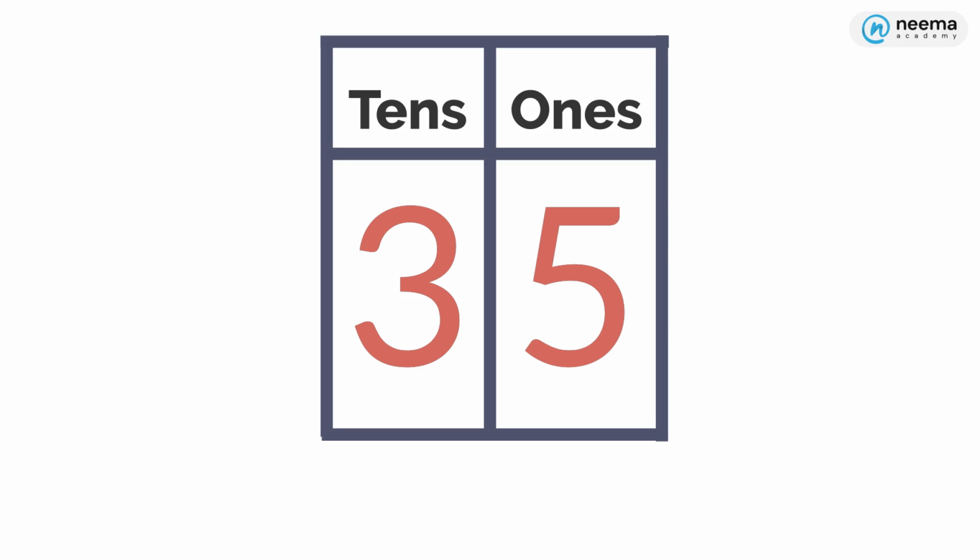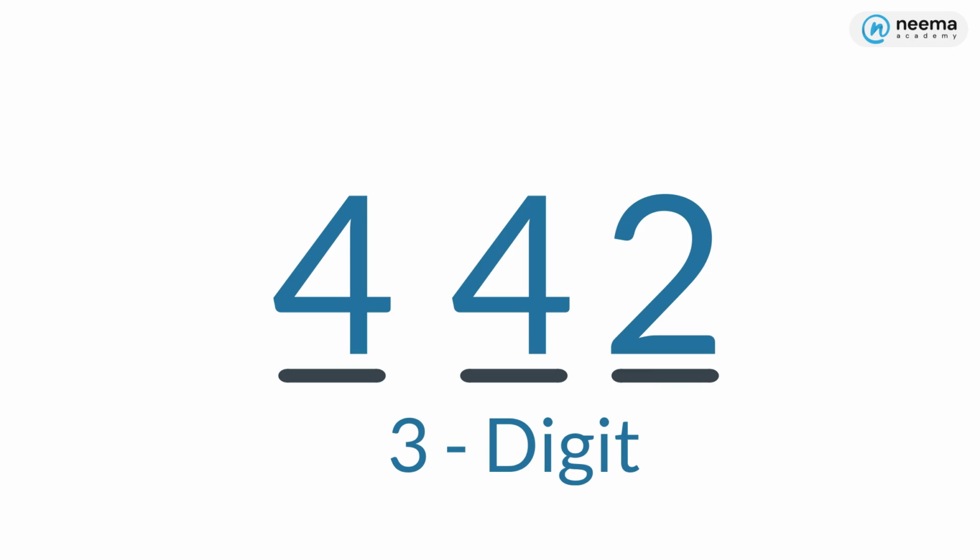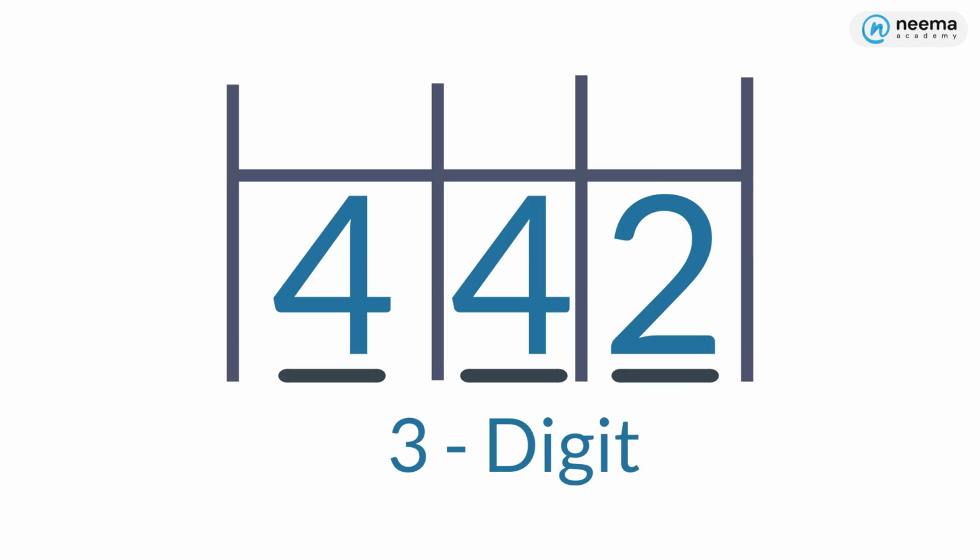Now that you have learned about digits, can you tell me how many digits are in the number 442? There are 3 digits, because there are 3 numbers. And in the number 442 there are 3 place values. In the ones place we have the number 2, in the tens place we have the number 4, and in the hundreds place we also have the number 4.